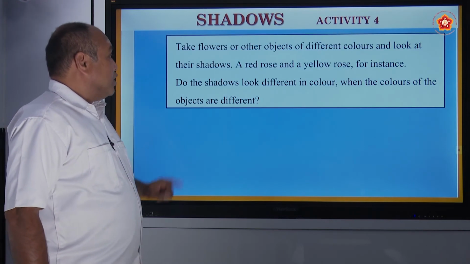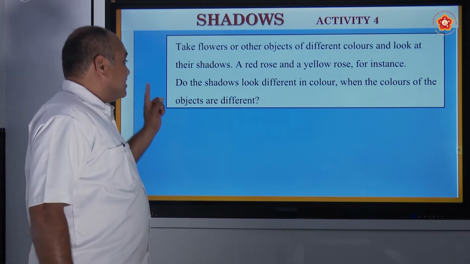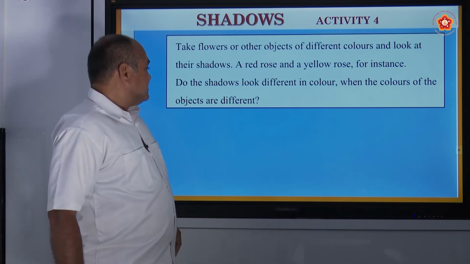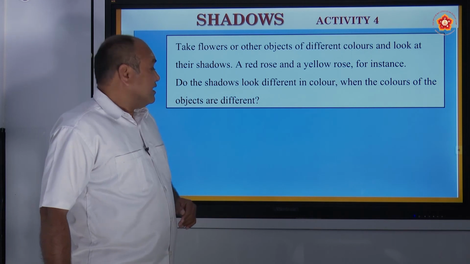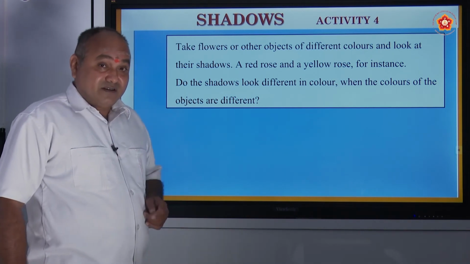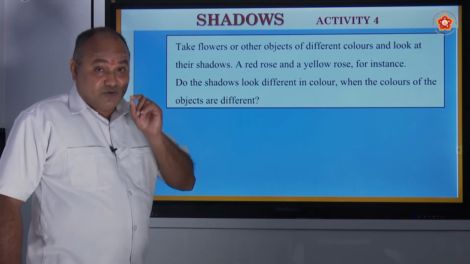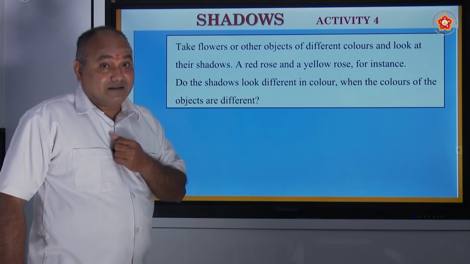Take flowers or other objects of different colors and look at their shadows. A red rose and a yellow rose, for instance, do the shadows look different in color when the color of the objects are different? I want all these things to be noted down and you have to tell me back. Okay?